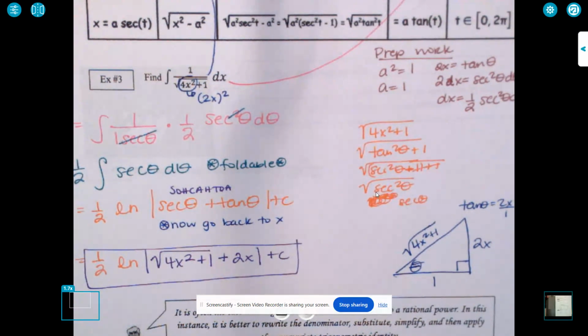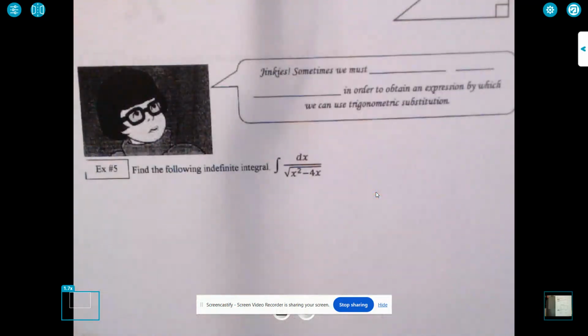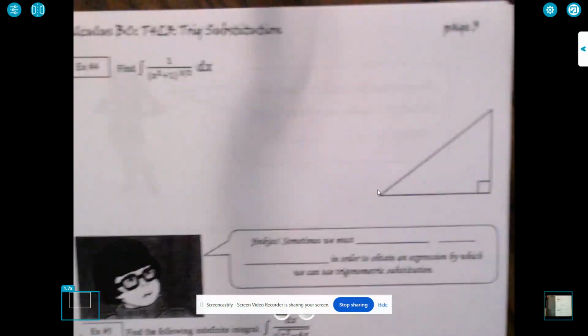All right, so it is often the case that trigonometric identities are raised to a rational power. In this instance, it is better to rewrite the denominator, substitute, simplify, and then apply the appropriate trigonometric identity. All right, so rewrite the denominator, substitute, simplify, and then apply your appropriate trigonometric identity. All right, so here we go.